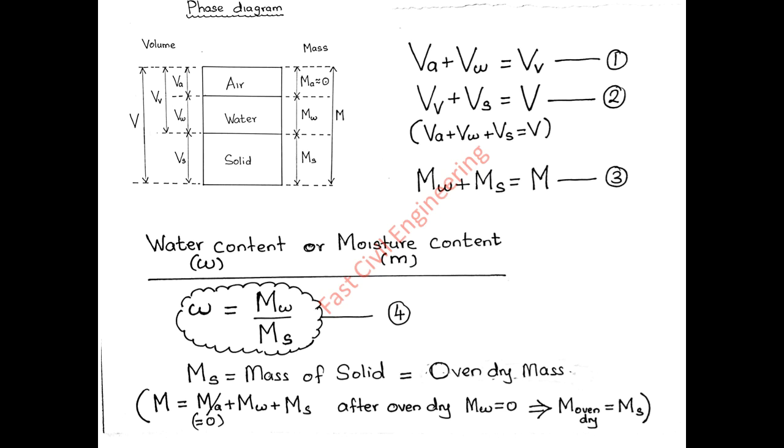Why? Total mass is equal to mass of air plus mass of water plus mass of solid. But mass of air is negligible. Only mass of water plus mass of solid is equal to total mass. After oven drying, there is no water. MW is equal to 0. Therefore, M is equal to MS. M after oven dry is equal to MS.